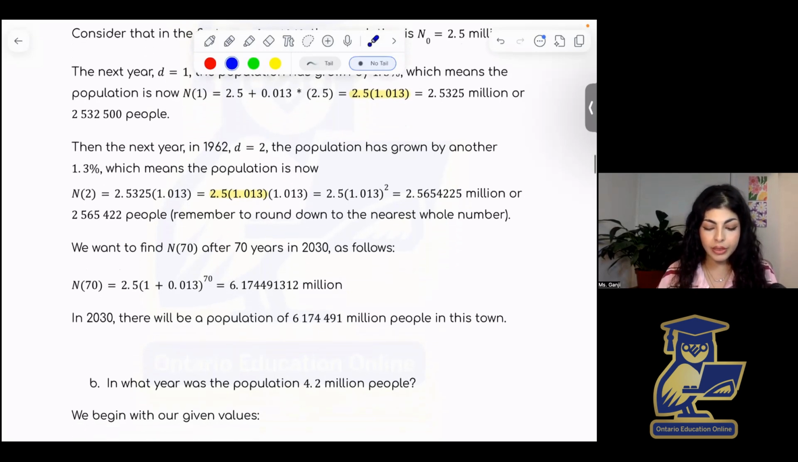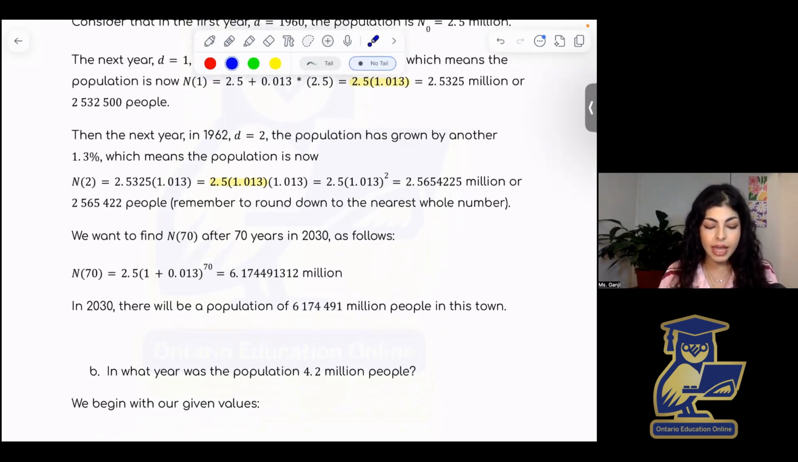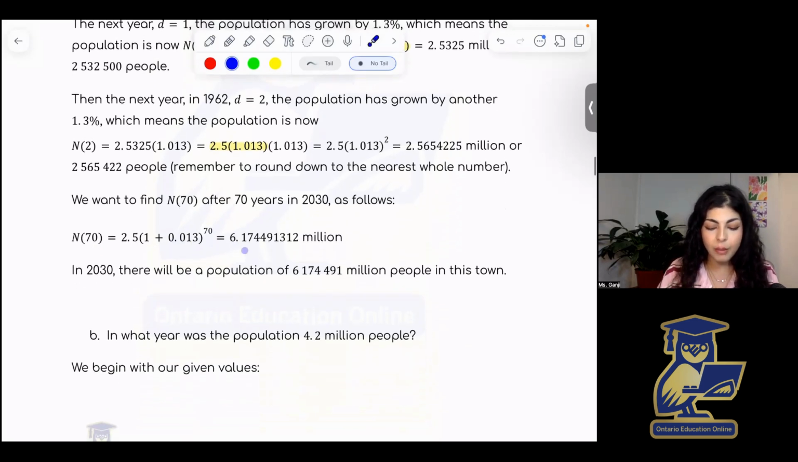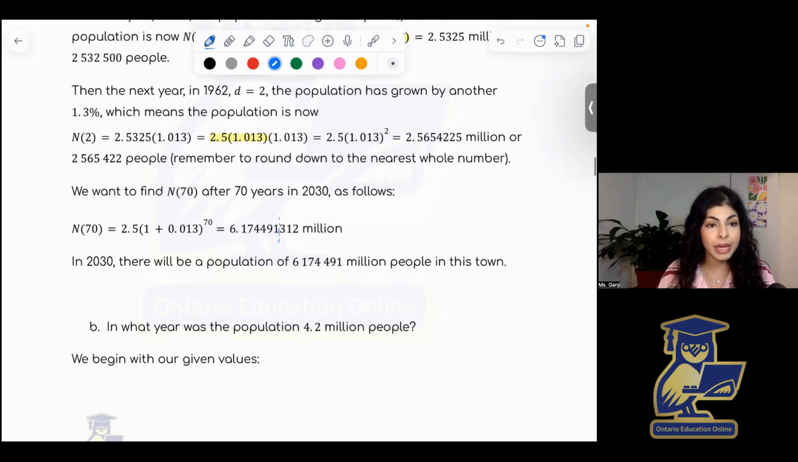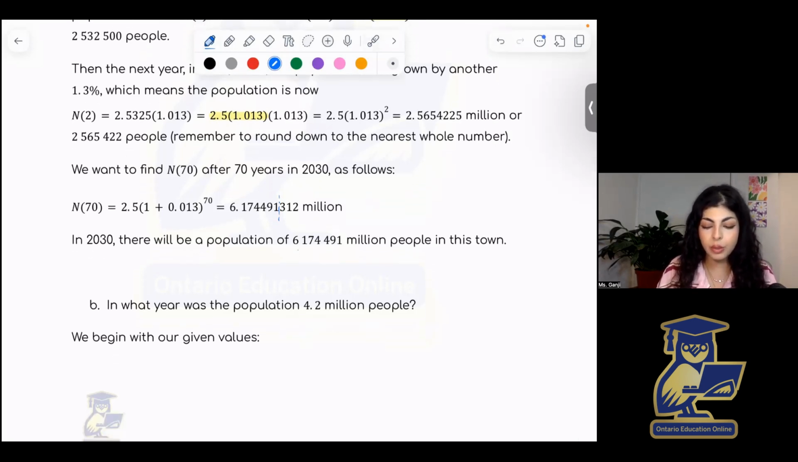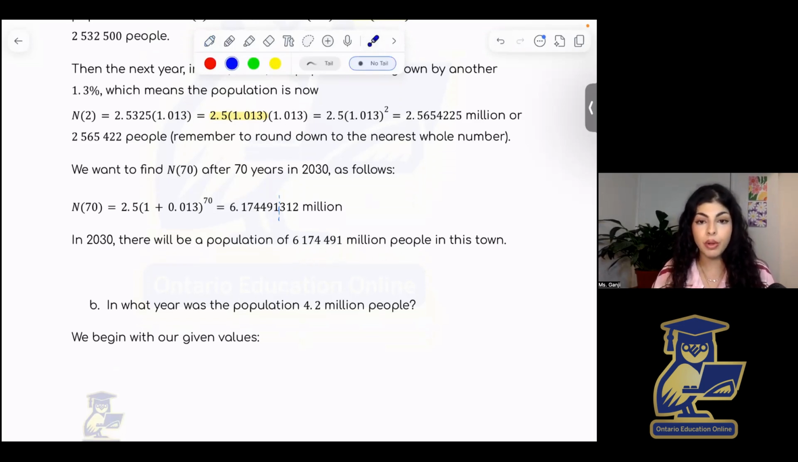So in 2030, after 70 years, we use the formula, N of 70 is going to be 2.5 times 1 plus 0.013, or 1.3%, to the power of 70. And of course, we get this value here. And so moving my decimal point over 6 times, I would end up, okay, like that. So that 312 at the end is going to give me the decimal for the number of people. So that's the part we omit. And so in 2030, the population will be 6,174,491 people in the town.